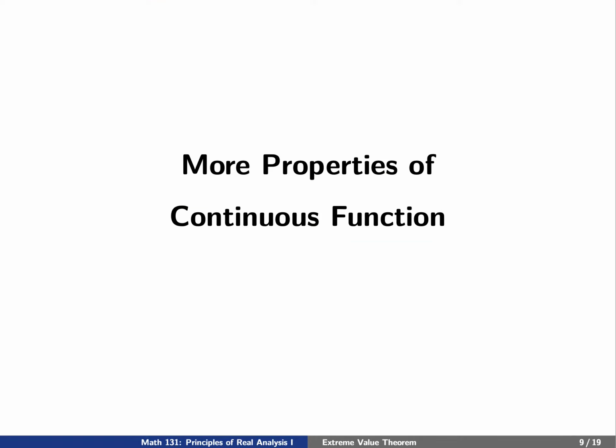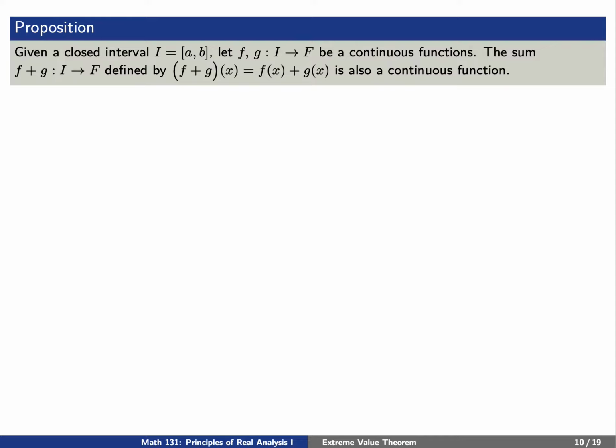Today we're going to say a few more properties like these about continuous functions. Let's say that we have two continuous functions f and g on some closed interval I. Then the sum f plus g is also a continuous function. Let's explain why using an epsilon delta proof. As always, let epsilon, a positive number, be given, and let's pick a point P in our closed interval I.